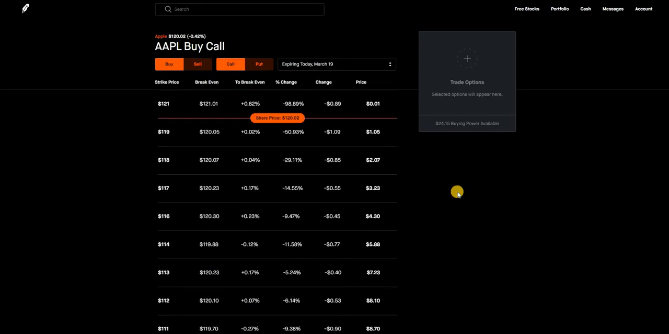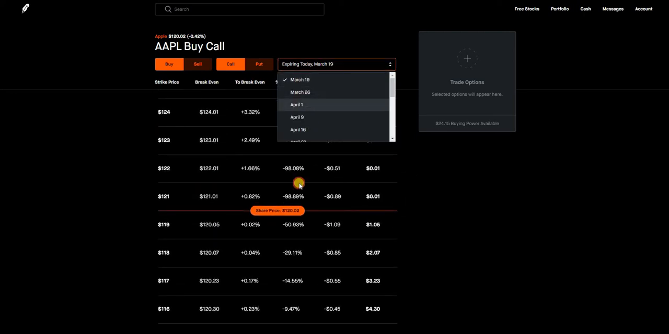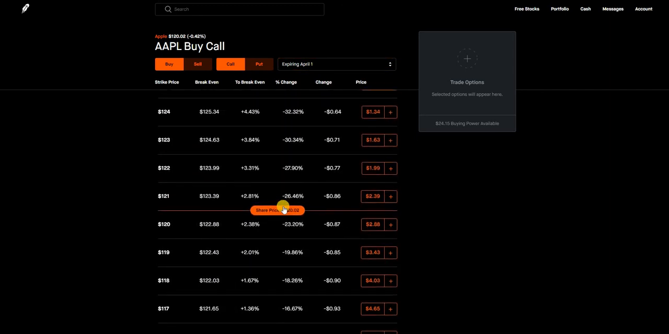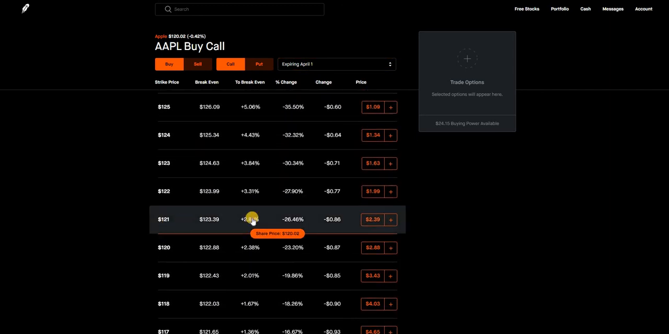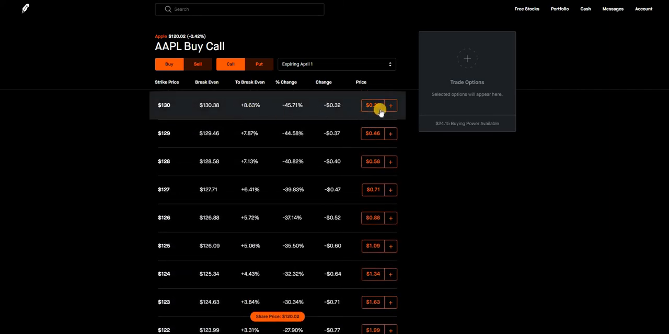Tip number 1 is that you will get higher premium the closer you are to the price. So as you can see here, the current share price is $120.02. And if I was to sell the 121 strike price, which is about $1 away, I could get $239. Whereas if I was to sell the $130 strike price, I could only get $38.